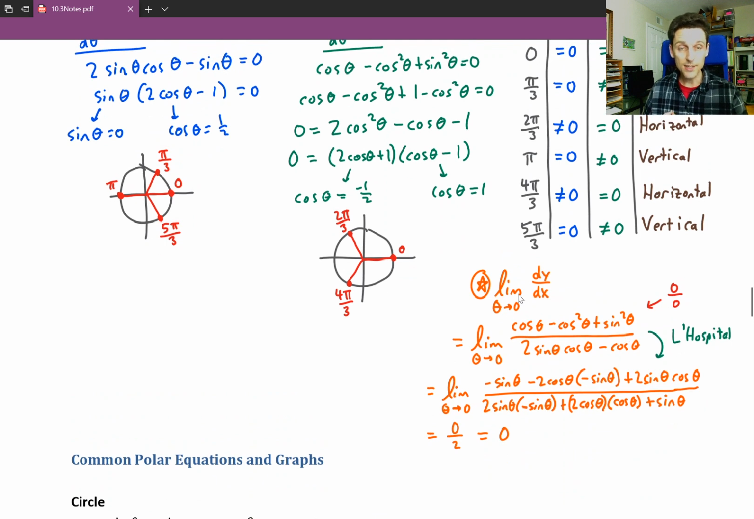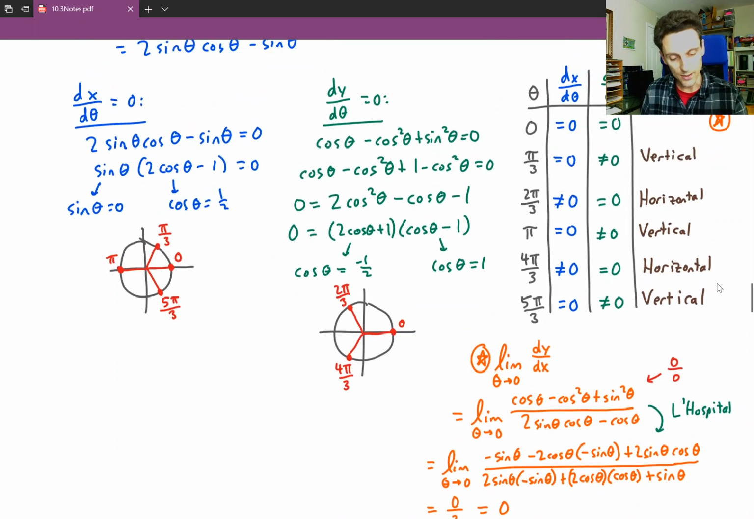All right, so that says that the slopes of the tangent lines are approaching 0, which means that the tangent lines are looking more and more horizontal. So at θ equals 0, we would say we have a horizontal line. So now we've found the values of θ where the tangent line is horizontal and where the tangent line is vertical.